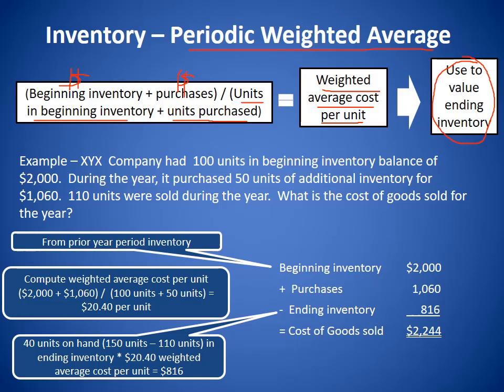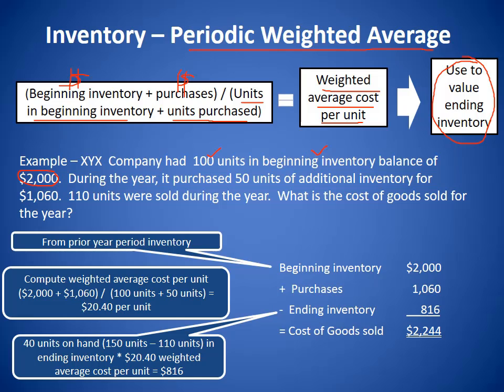So this is best illustrated through an example. Here we have a company that started out with 100 units in beginning inventory. And the value of those units was $2,000. And where did we get that number from? We got that from the previous year's ending inventory. That becomes our beginning inventory.